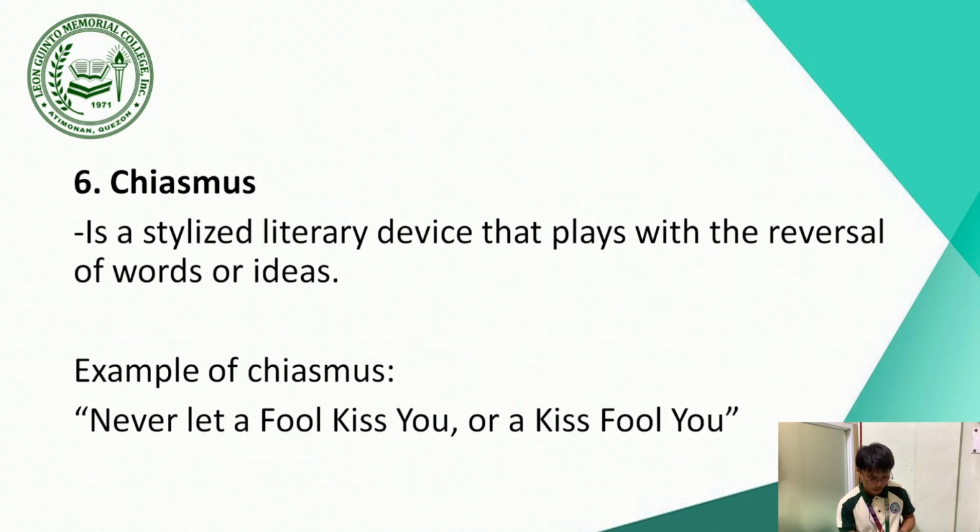Now the next, number 6, is the chiasmus. Okay, so chiasmus is a word that brings to mind the word chimera, coincidentally enough. It is a stylish literary device that plays with the reversal of words or ideas. Sometimes the words might be used together in a different way. An example of it is: never let a fool kiss you, or a kiss fool you.